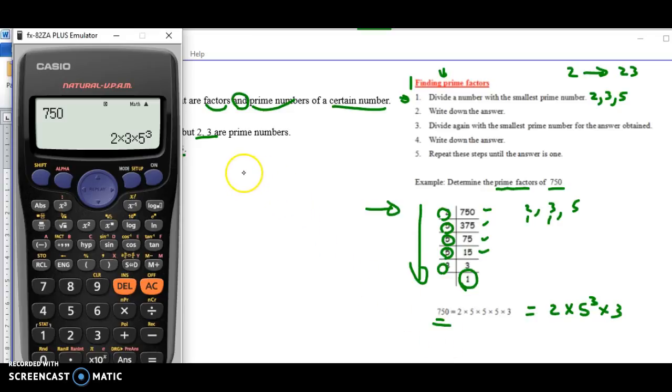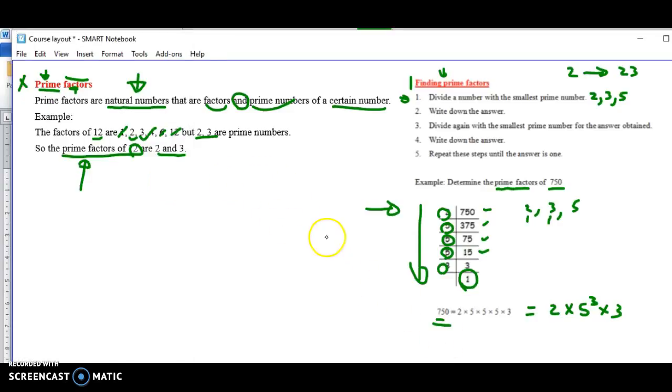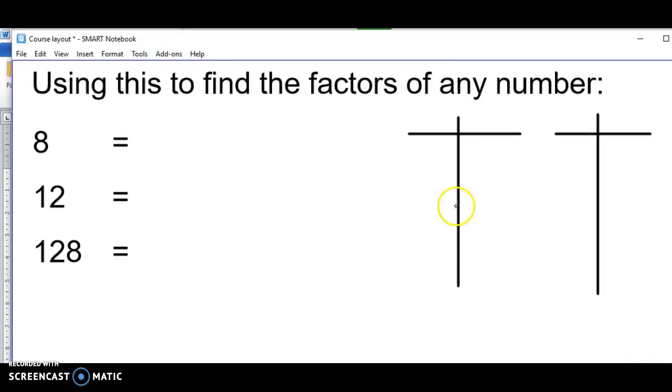And people, this is very important for us because we use it in various ways. For argument's sake, finding the factors of any number. If we take 8, for argument's sake, and we divide 8 by 2, we get 4. We divide that by 2, then we get 2. Divide that by 2 and we get to 1. So as soon as we get to 1, we know that 8 is 2 times 2 times 2. That is the prime factors of 8.